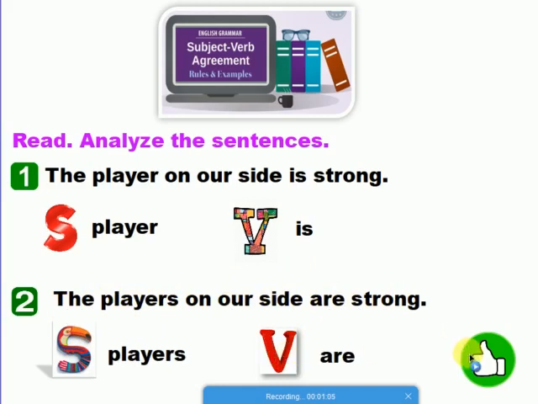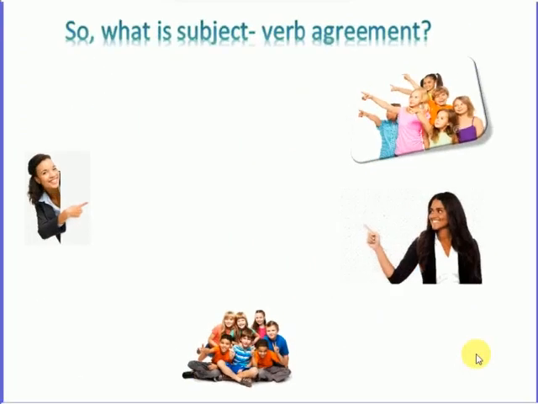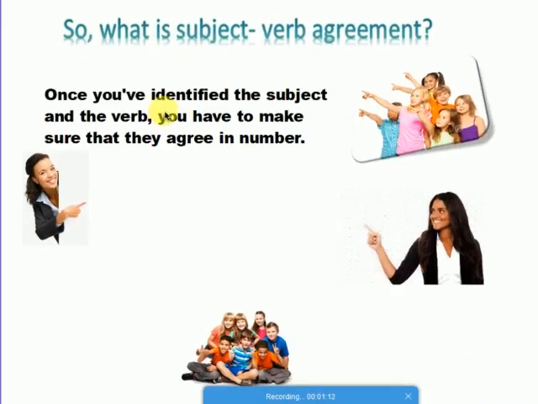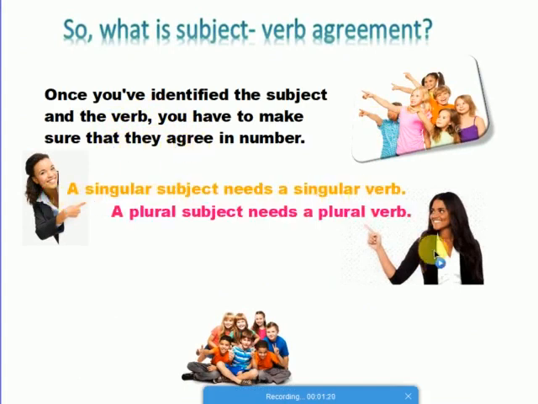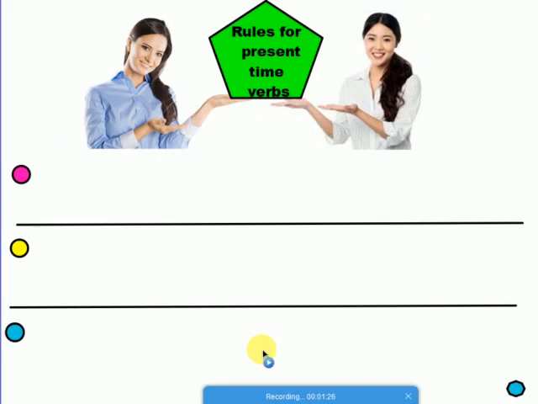So what is it about subject-verb agreement? Subject-verb agreement is as follows. Once you've identified the subject and the verb, you have to make sure that they agree in number. A singular subject needs a singular verb and a plural subject needs a plural verb. What are the rules for the present time verbs?